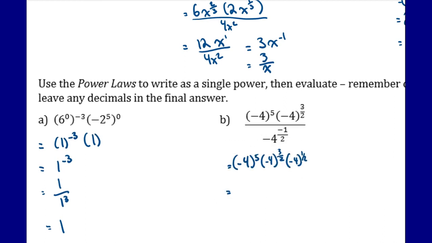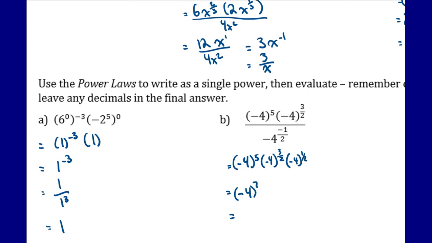Now I'm going to go through, it's all the same base, so I'm going to have a base of -4, and I'm going to add up my exponents. So 5 plus 3/2 plus 1/2, so 1.5 plus a half is 2, plus 5 is 7. So having added up all my exponents, I get 7. And now I can evaluate this.